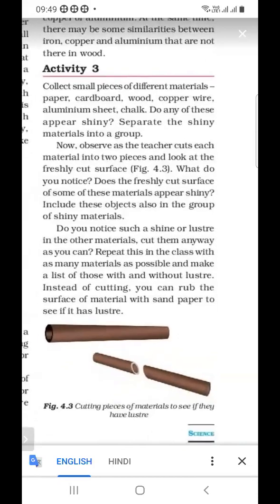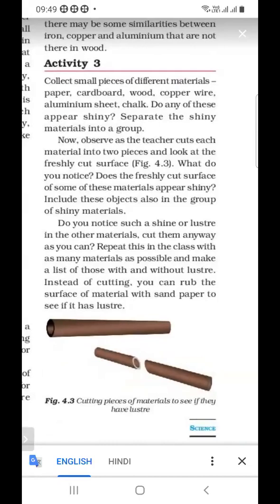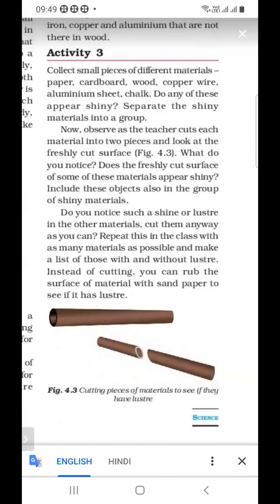So first, if we take any rod and cut it in the middle, then if a shining surface appears in the middle, it means it has lustre.